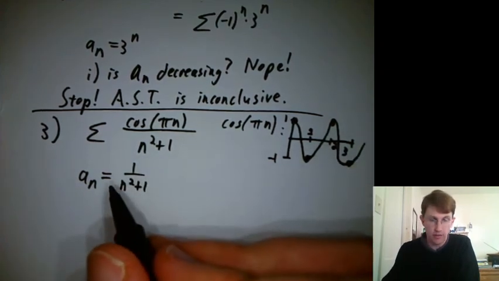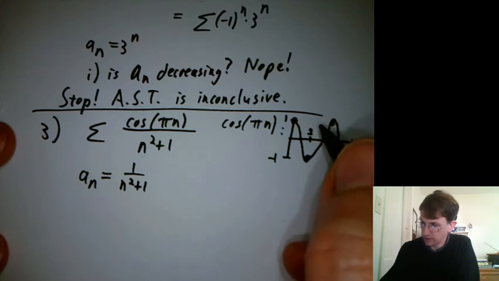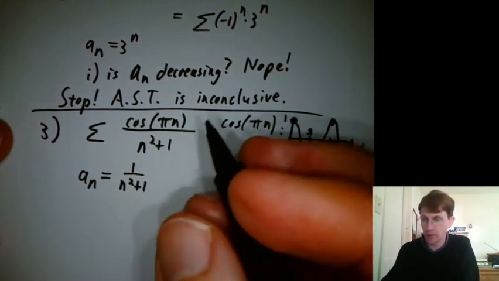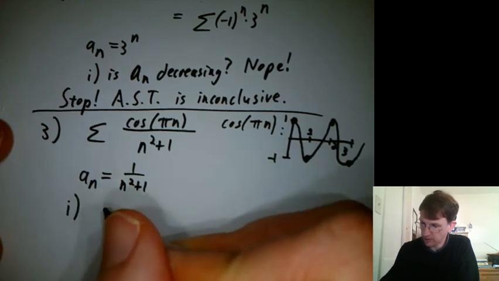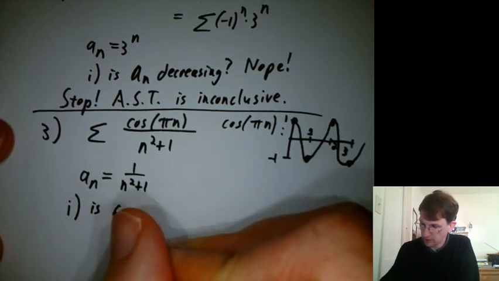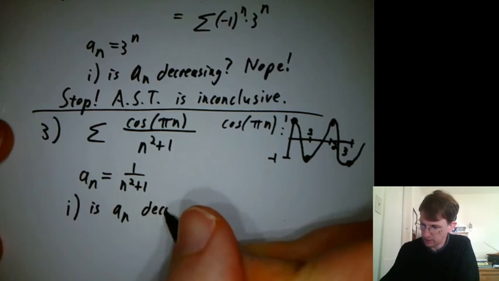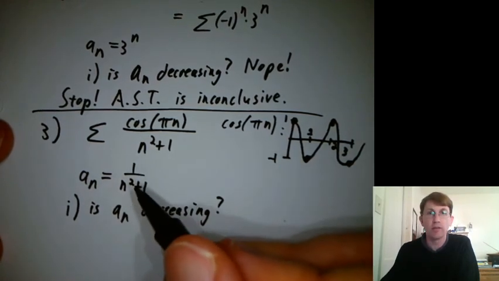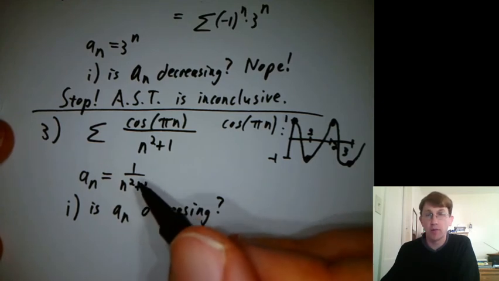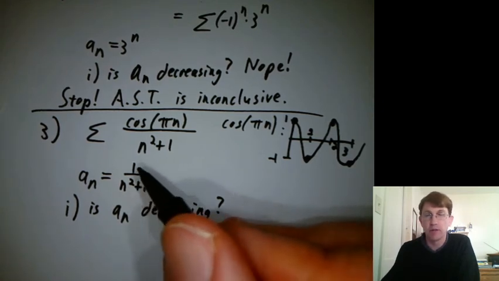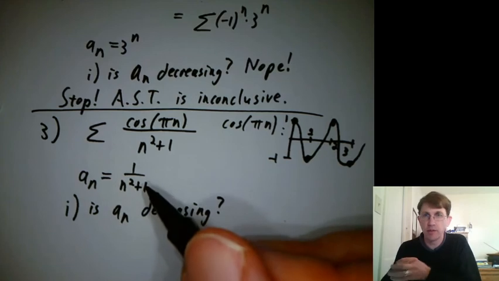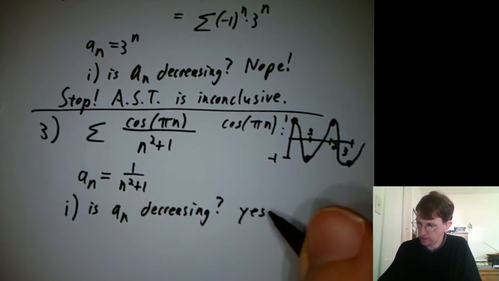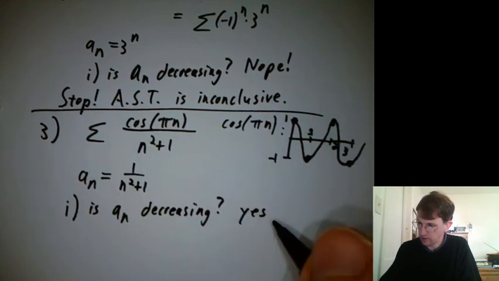And then let's try the alternating series test. The series is alternating because we've got the alternating signs times some other function. So part 1 of the alternating series test: is a sub n decreasing? Is 1 over n squared plus 1 decreasing? Well, 1 over n squared decreases, and 1 over n squared plus 1 is just a tiny bit smaller because the denominator is a tiny bit bigger. And so, yes, that sequence is decreasing.